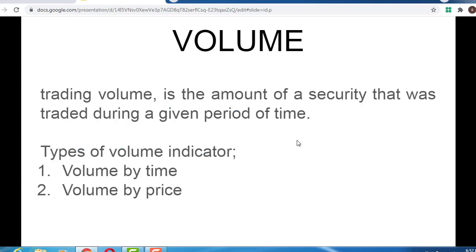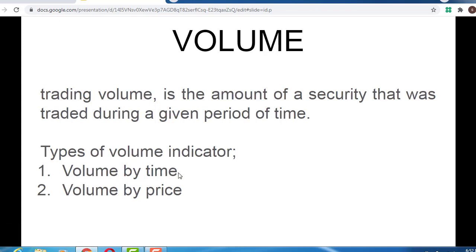Trading volume is the amount of a security that was traded during a given period of time. So that is volume. When you put on your volume indicator, you are looking at the amount of that security that was traded within that specified period of time. We have two types of volume indicator: volume by time and volume by price.